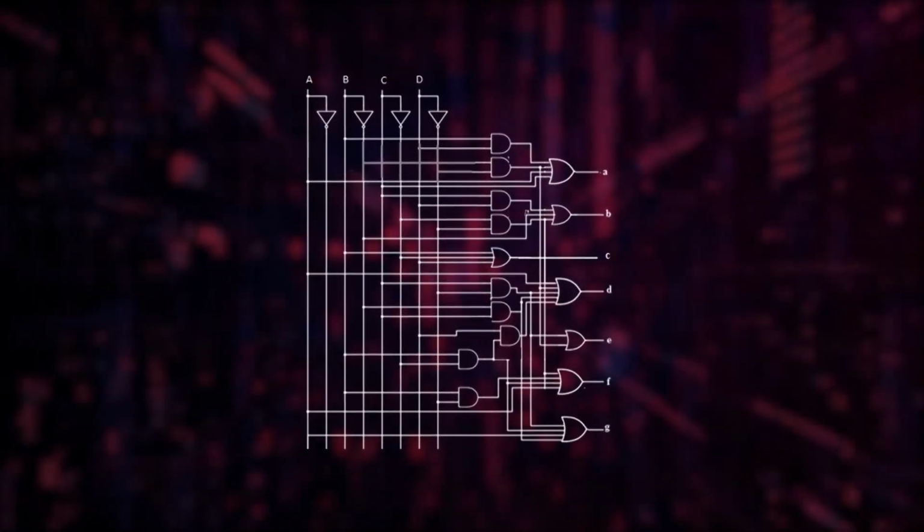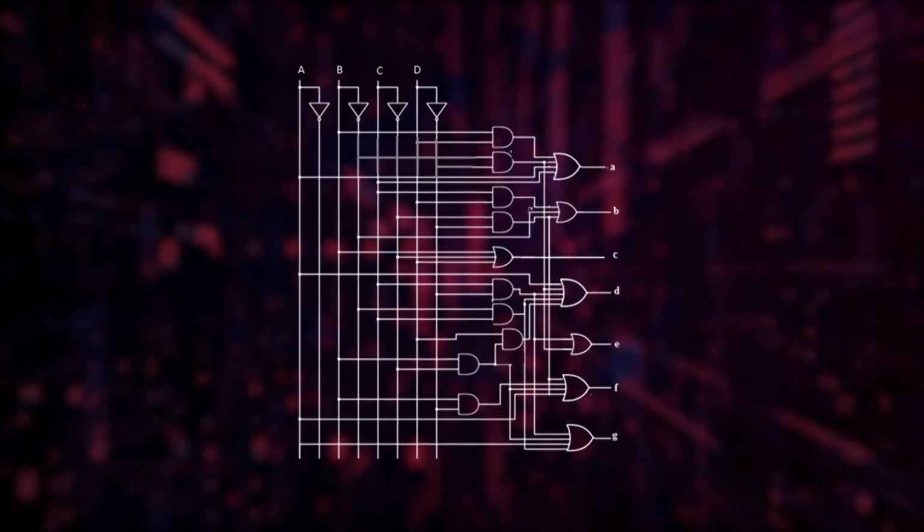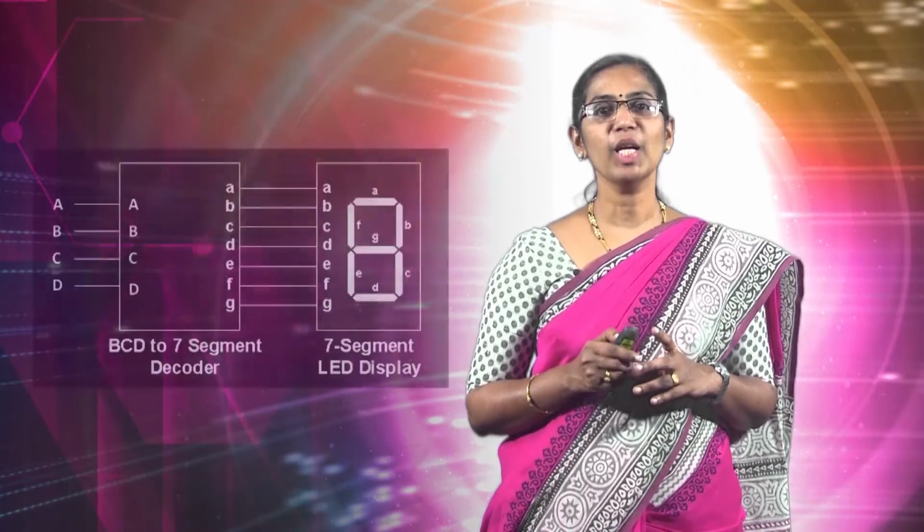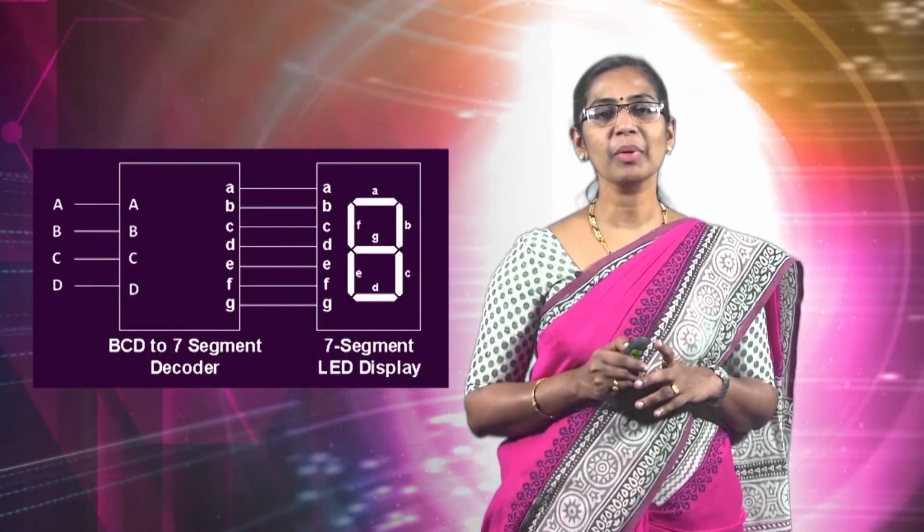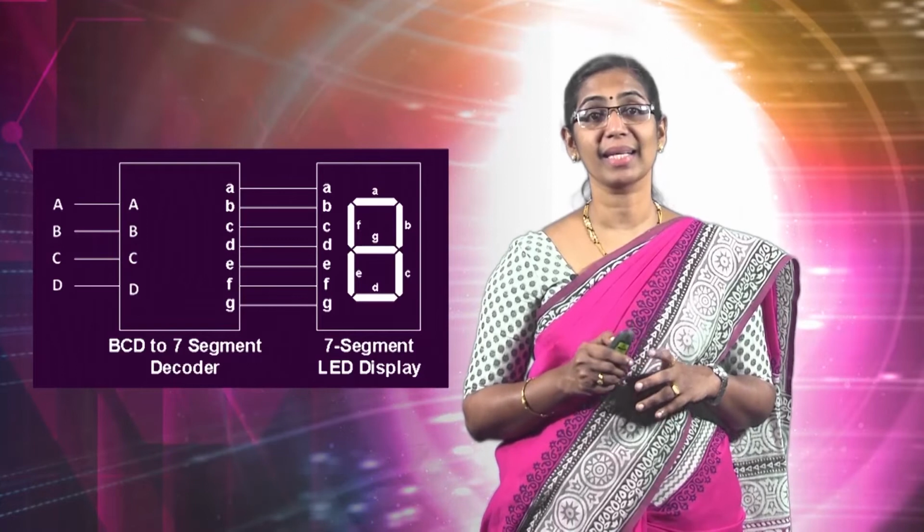Using this, we can draw the logic circuit as shown here. By now, we have completed the first part. When we input a BCD code, the corresponding output lines will be in active high.